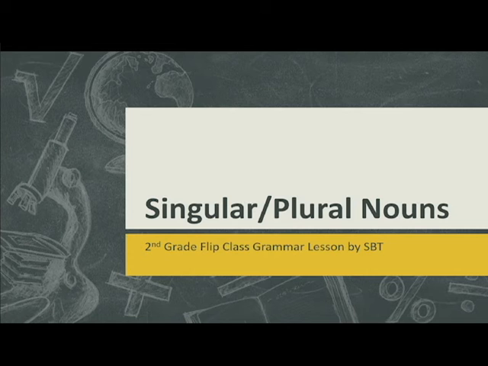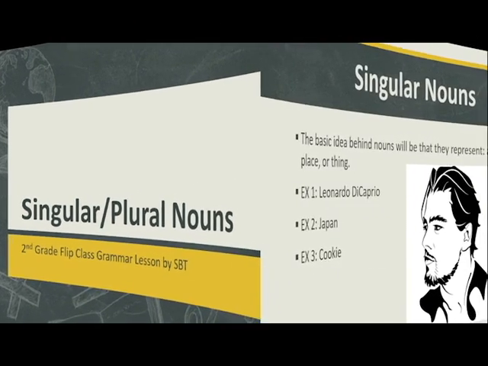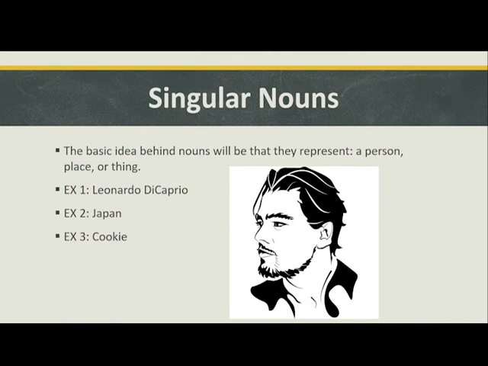First, we're going to start off with singular nouns. So, the basic idea behind nouns is that they represent a person, a place, a thing. So, just think of any typical person. How about DiCaprio? Any typical place, Japan, England, and just anything. Burger, cookie, something delectable. Those are singular nouns.